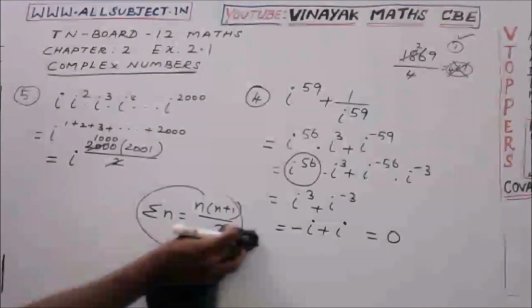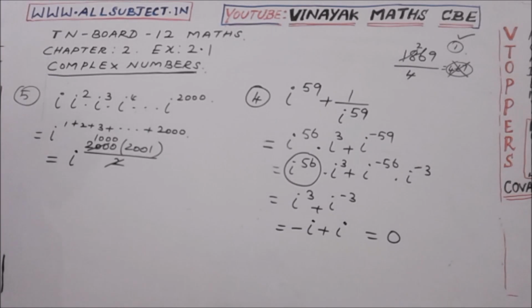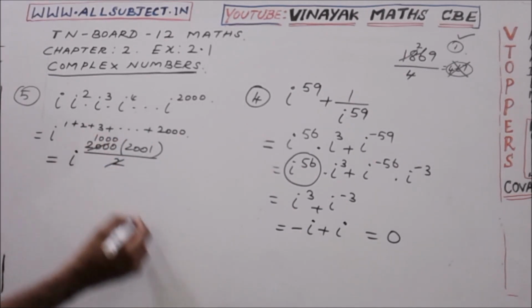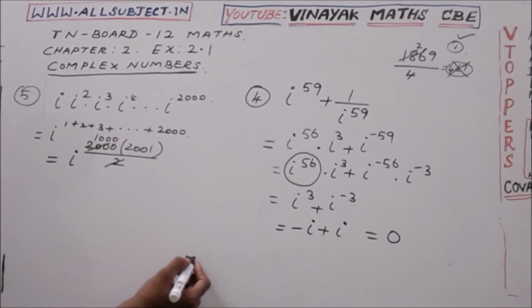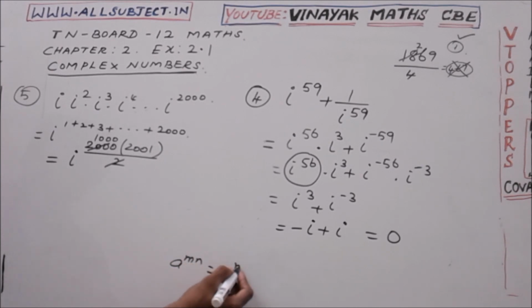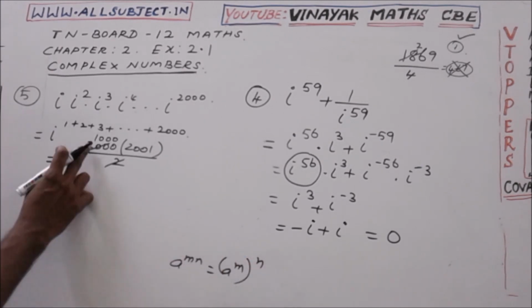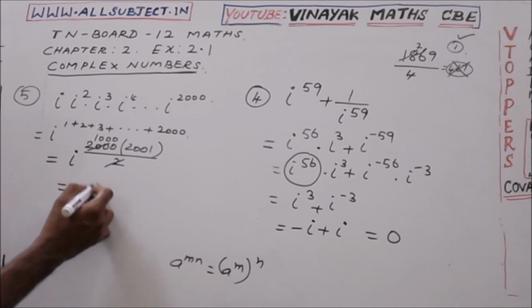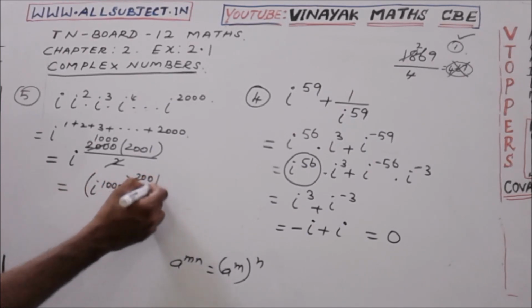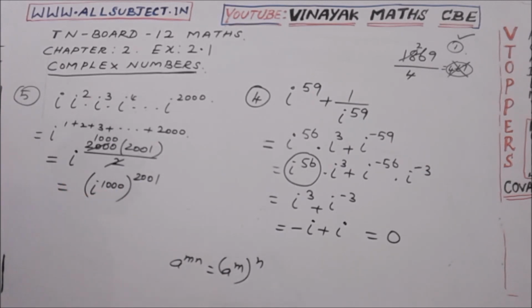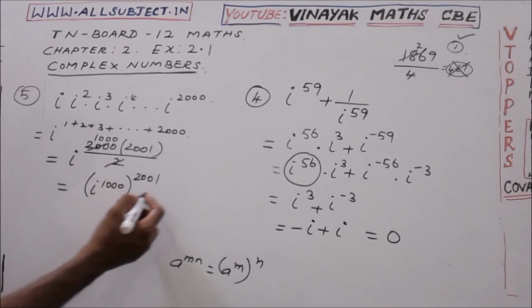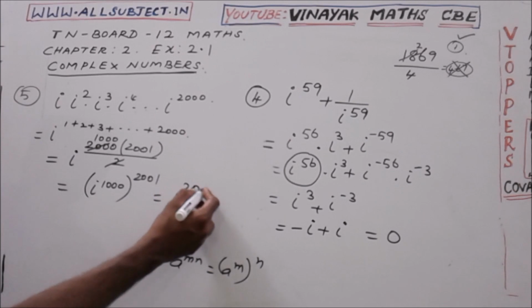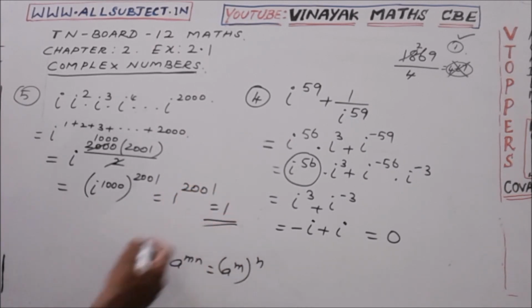Here we can simplify it again. Listen carefully: a power mn is equal to a power m whole power n, so we can split the power as i power 1000 whole power 2001. 1000 is a multiple of 4, so it becomes 1. So 1 power 2001 is equal to 1. It's a very simple case.